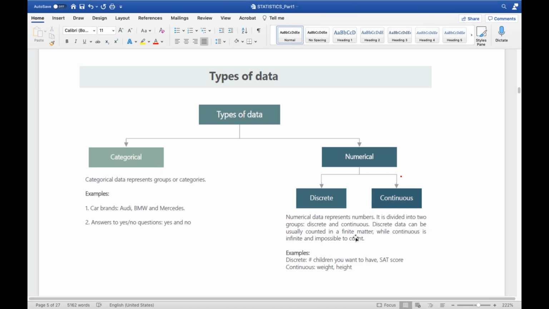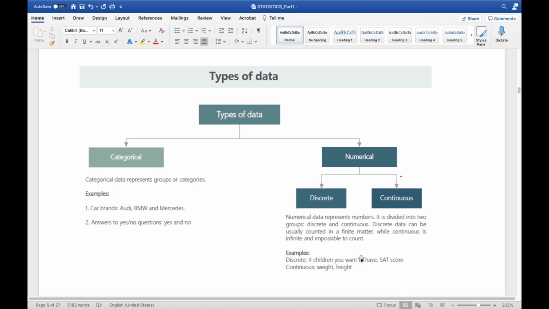Discrete data usually contains finite numbers, while continuous data is infinite or impossible to count. For example, the height of a person. Whenever you find the height of a person, people say it's 6 feet, but there is some variation within that 6 feet as well. It's highly impossible to find the exact height.